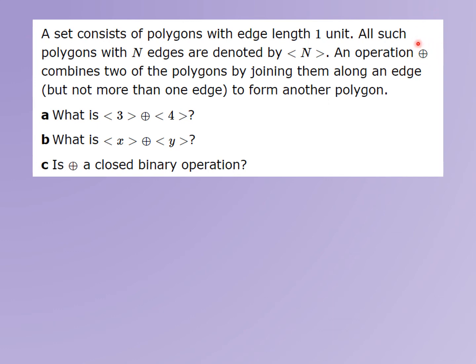An operation here is defined as taking two polygons and joining them along one of the edges, which will match exactly because all of the edges are of length 1, to form another polygon. So pause the slide and consider what each of these answers would be.